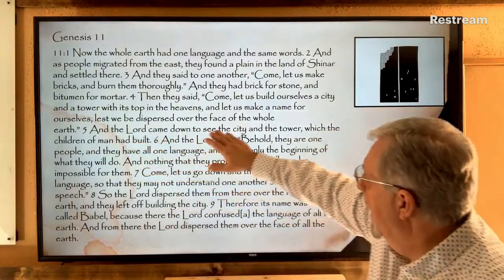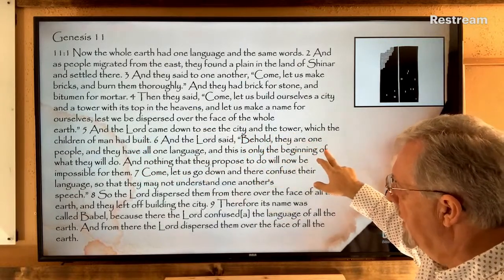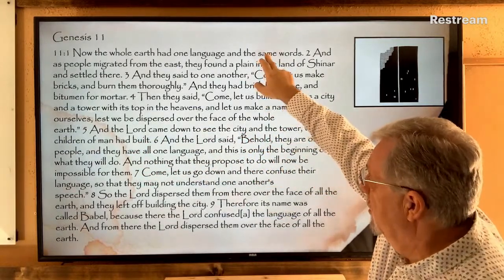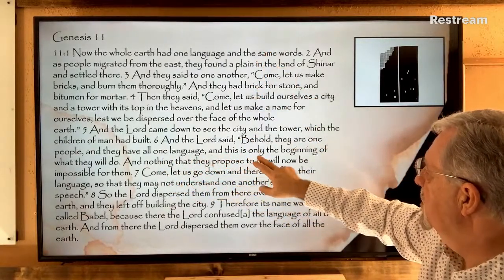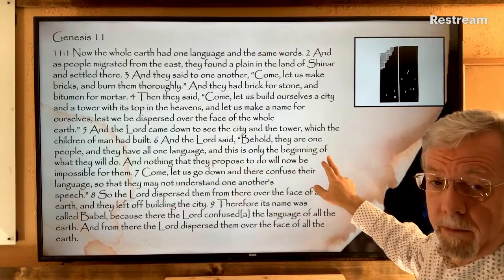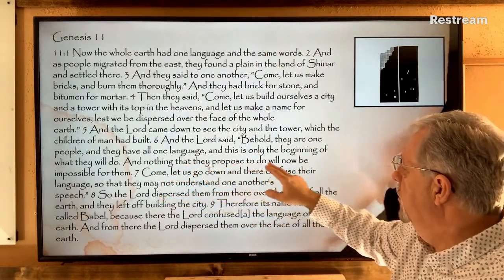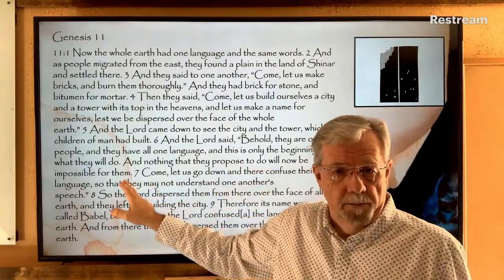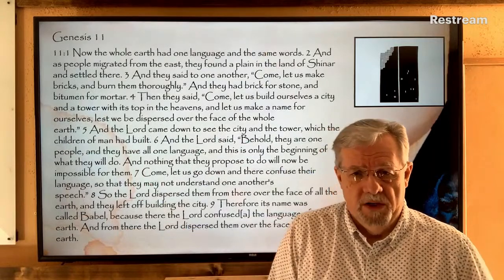But anyhow, the Lord came down to see the city and the tower which they built, and the Lord said, behold, they are one people. They're united. They're speaking the same words. They're one people, and they have all one language, and this is only the beginning of what they will do. That's the truth. And nothing that they purpose to do will now be impossible for them. Meaning that in their unity.